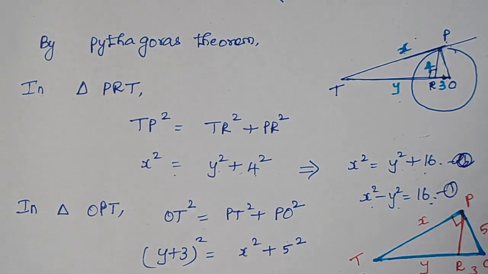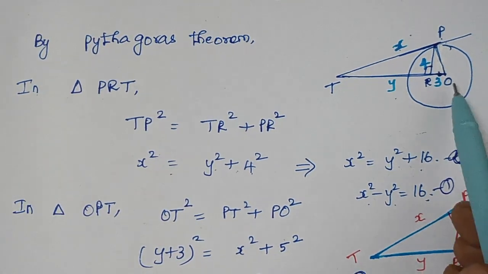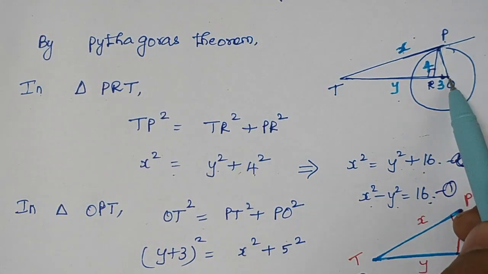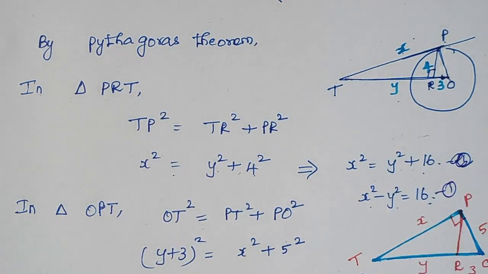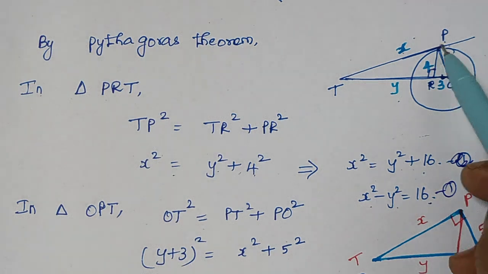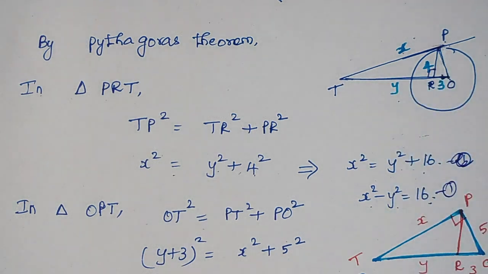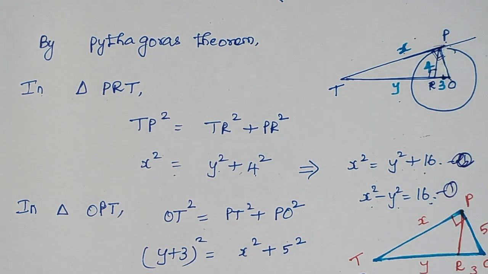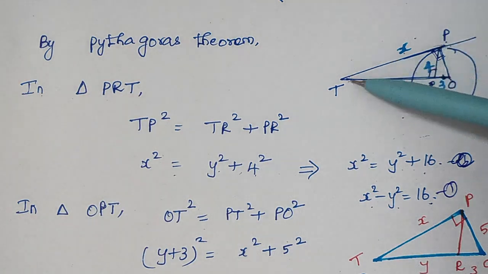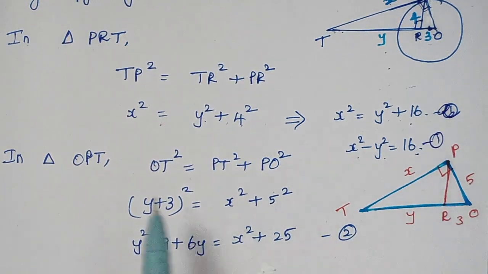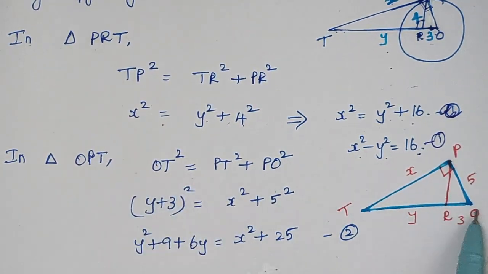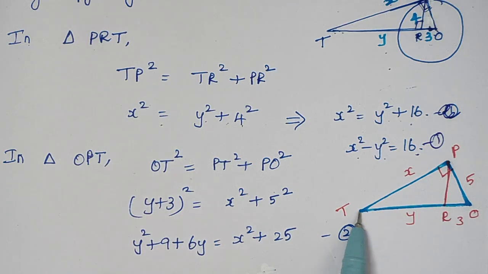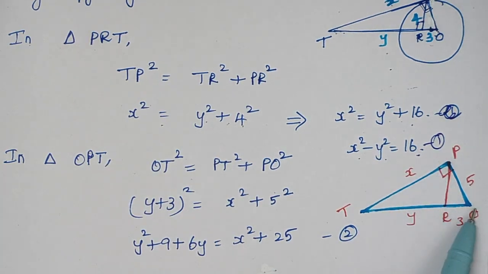Now, consider the triangle. We are considering OPT. That is this part, OPT. Right, in this OPT, what is the angle that gives 90 degree? This angle, right? This is the angle that contributes 90 degree. So what is the hypotenuse? Automatically, this OT is the hypotenuse side. So just frame the expression, you see, OT square is equal to TP square plus PO square.